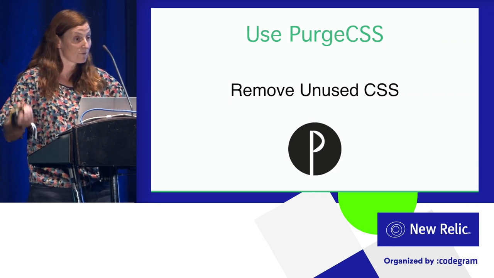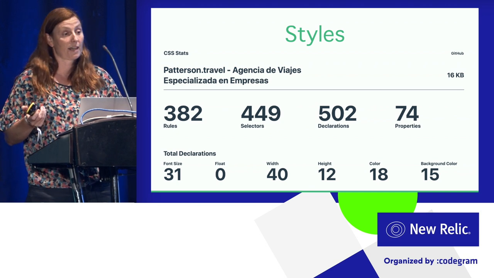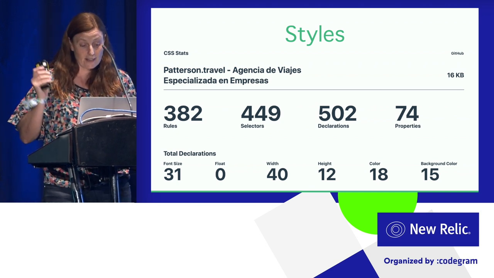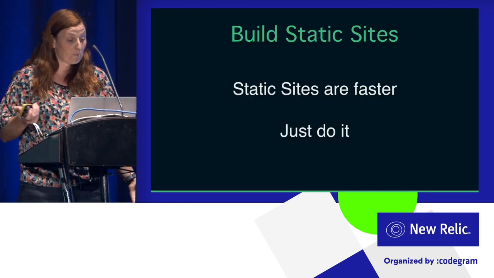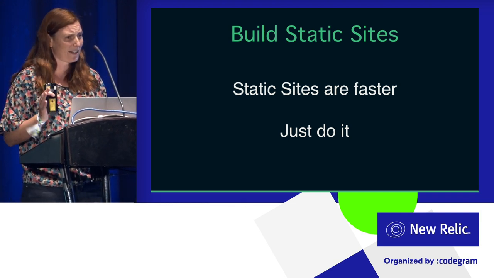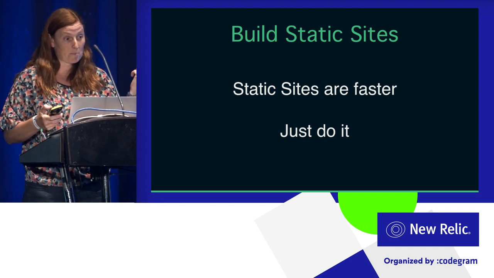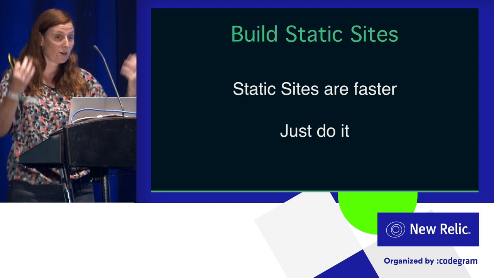Use Purge CSS to remove unused styles, or use Tailwind like we did, and we got 16 KB for our CSS. So that's what you should do. Build static sites. Static sites are so much faster, so just do it. Think about it. They are dynamic, they're not static. It's basically being done in the browser, or at build time they're being built and sent, so you don't have to download it.